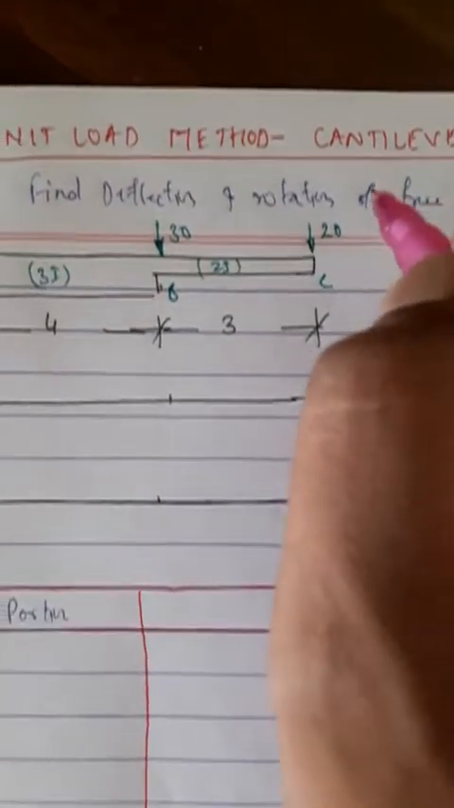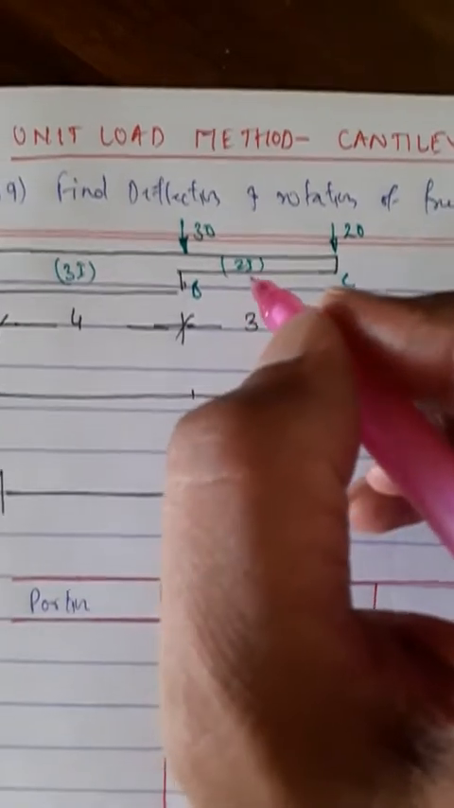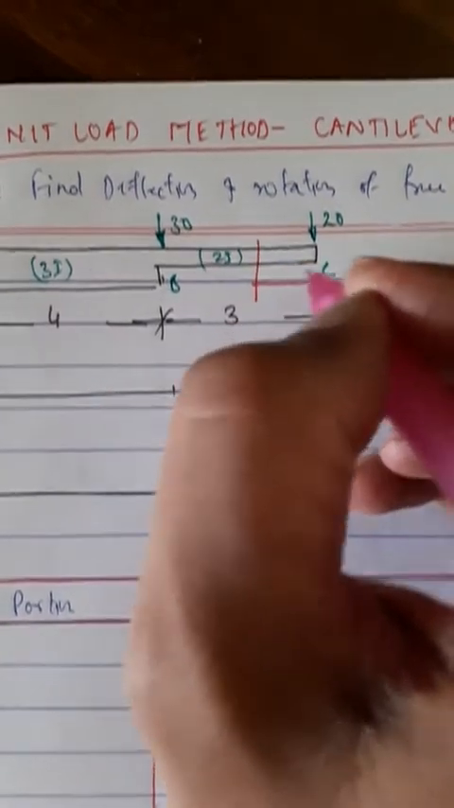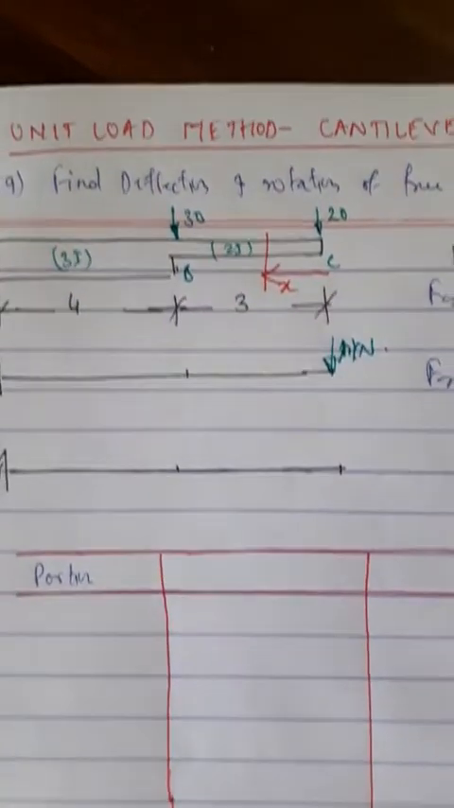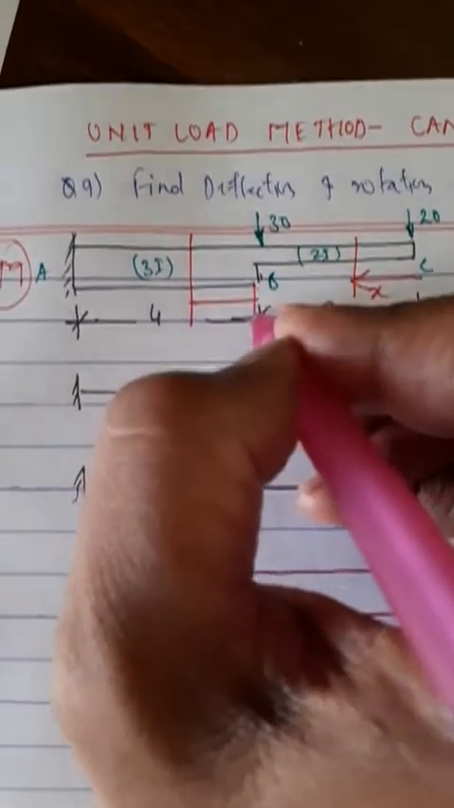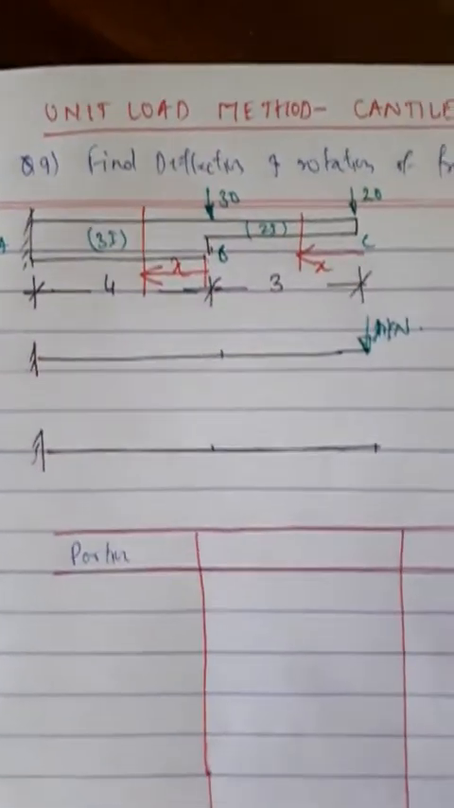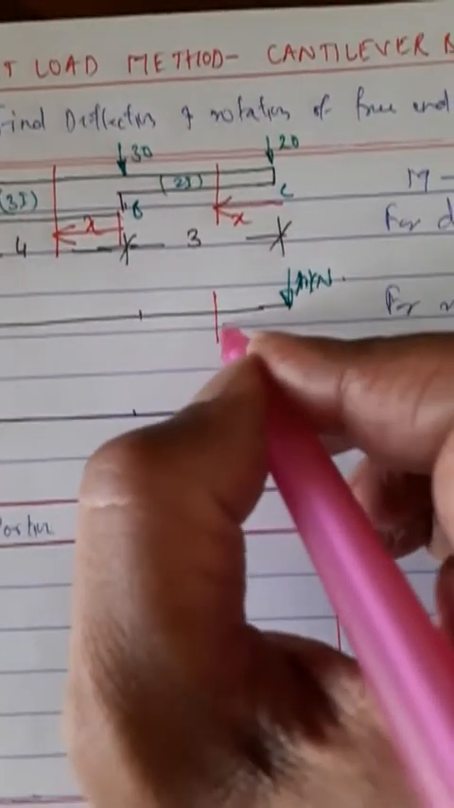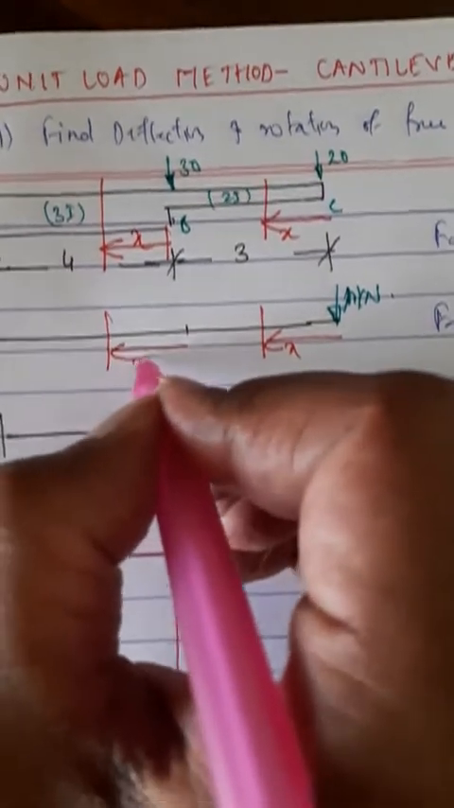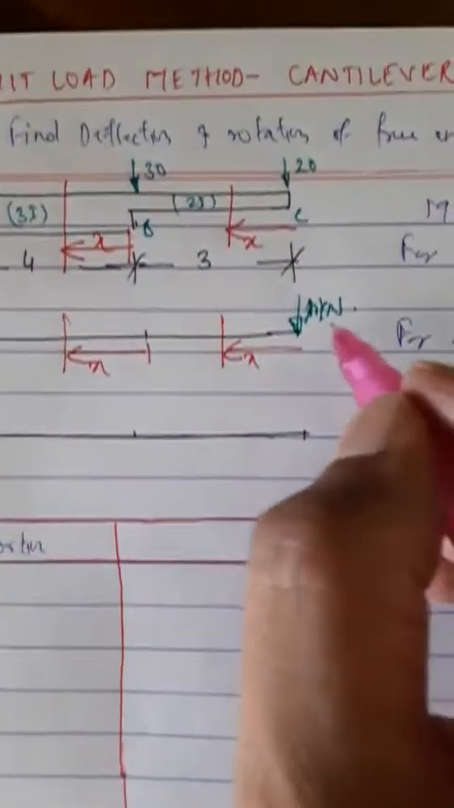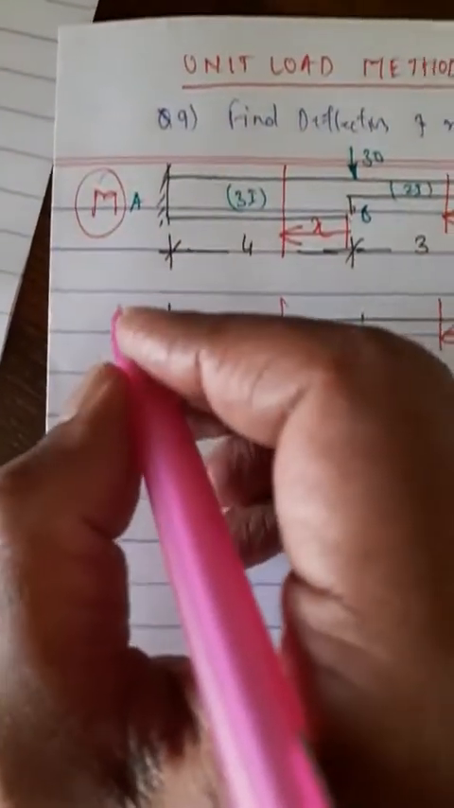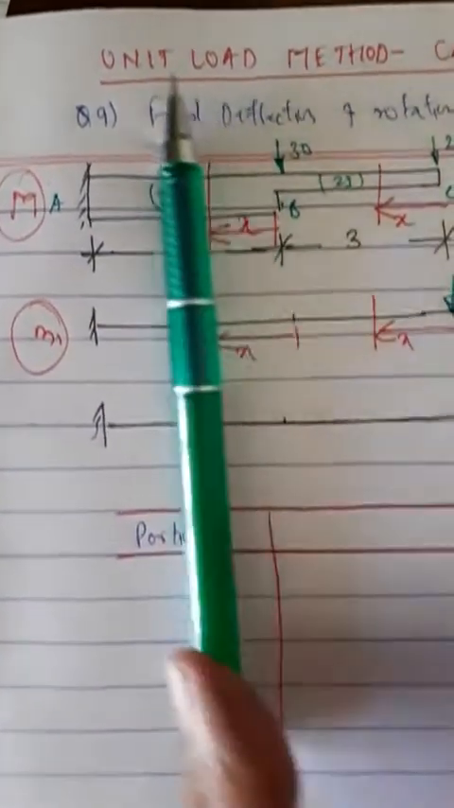Now you have to take the section such that the whole beam is covered. For CB, always for cantilever, start from free end, go towards fixed. For CB, start from C, go till B. Let this be distance x. Now for BA, start from B, go towards A. This is how you are going to take sections. Similarly here also, the same thing: starting from B going towards A, starting from C going towards B. Next, calculate small m, small m1.